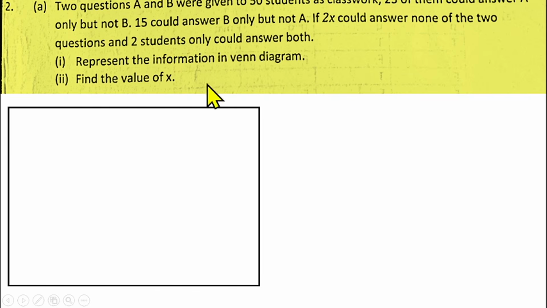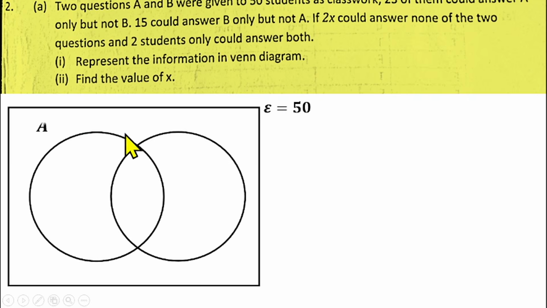So draw your rectangle to represent the universal set. In this case, you're having 50 students. Then you draw the 2 circles to represent set A and set B. So in this case, I think 25 of them could answer question A only but not B. So that means, sorry, it's 23, not 25. 23 could answer question A but not B. So that means you're going to be having 23 here. So this one is representing question A only. Then 15 could answer question B only but not A. So then we are going to be having 15 here also.